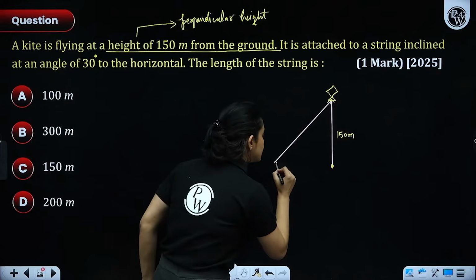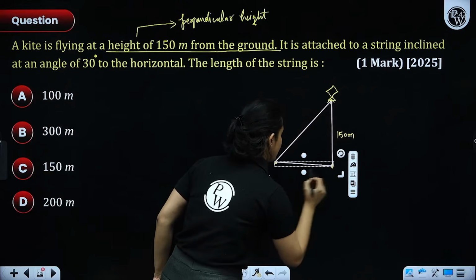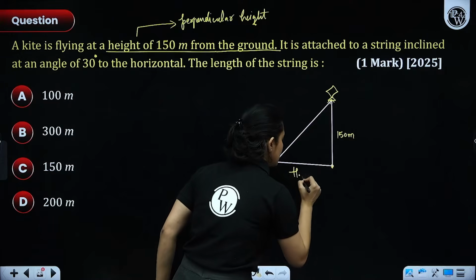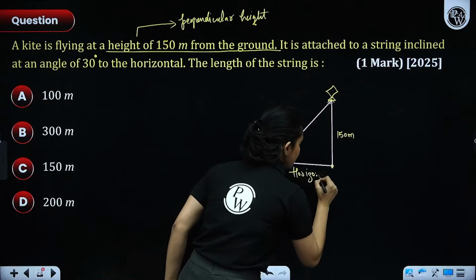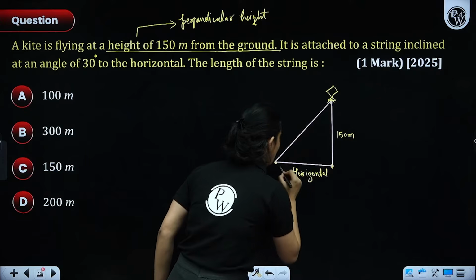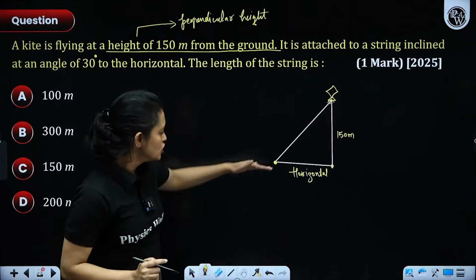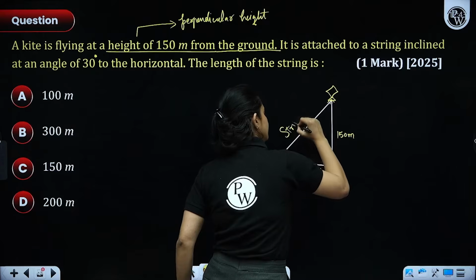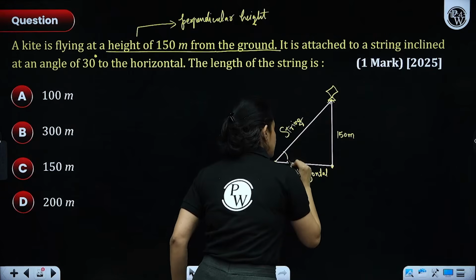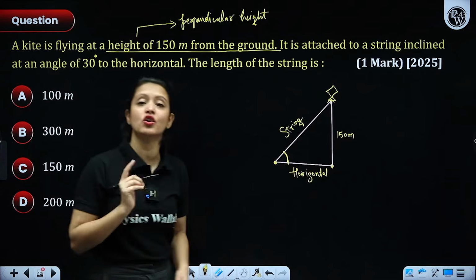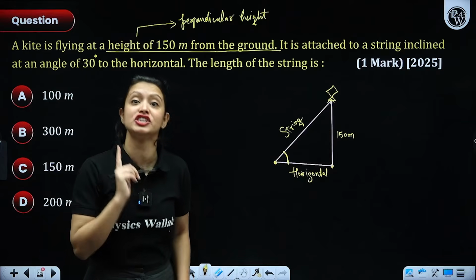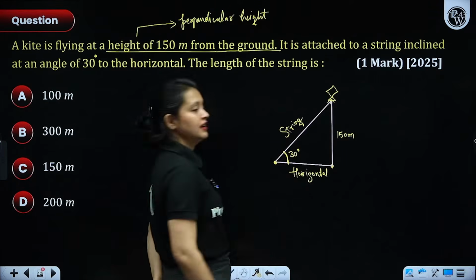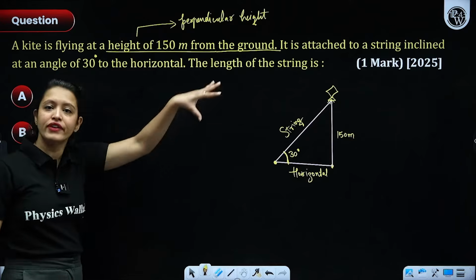So here this would be your horizontal, everyone. This is your horizontal. I'll mention everything. Horizontal is always drawn from the point being observed. So from here, this is the horizontal. This is the string, everyone. And the angle being made by the string with the horizontal is the angle of elevation. That is given to be 30 degrees. This is the figure.